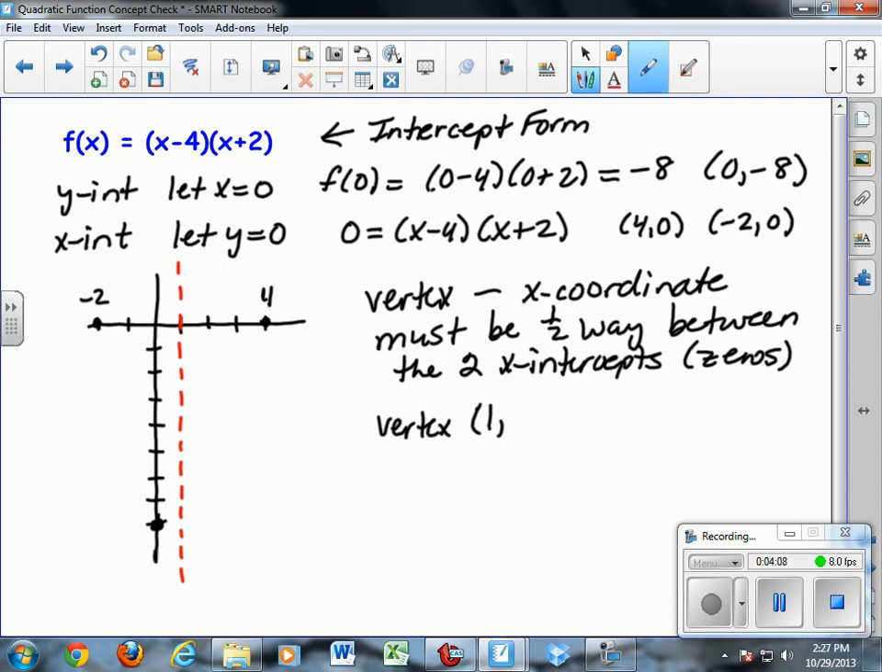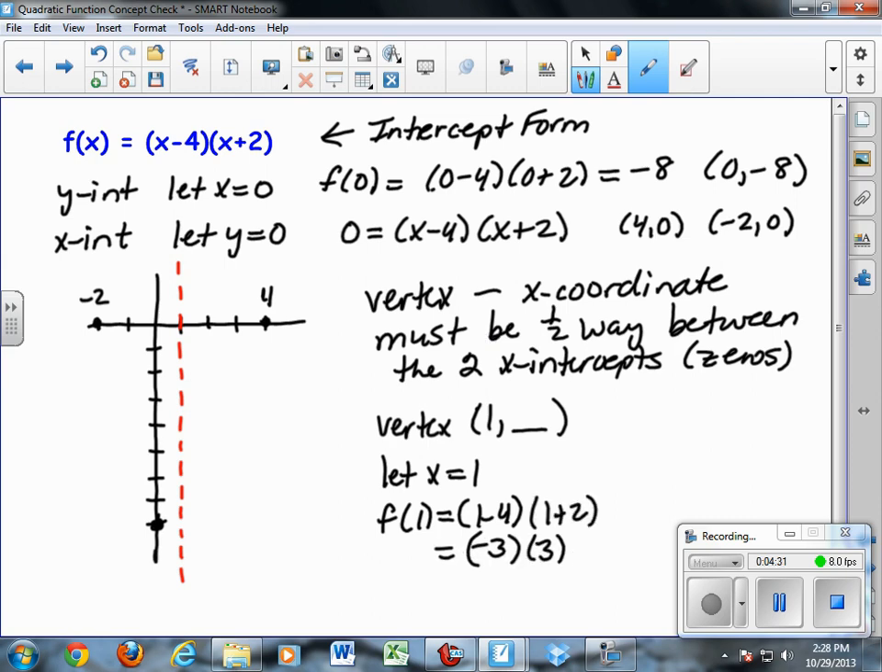So how do I figure out what the y is? Well, I'm going to let x equal 1 in the equation. So f of 1 is equal to 1 minus 4 times 1 plus 2. That is equal to negative 3 times 3, which is negative 9. So my vertex is at (1, negative 9).